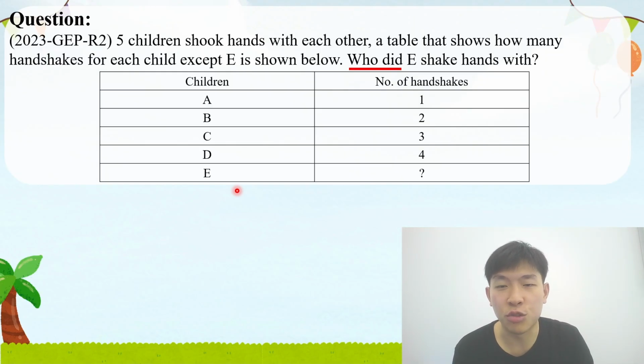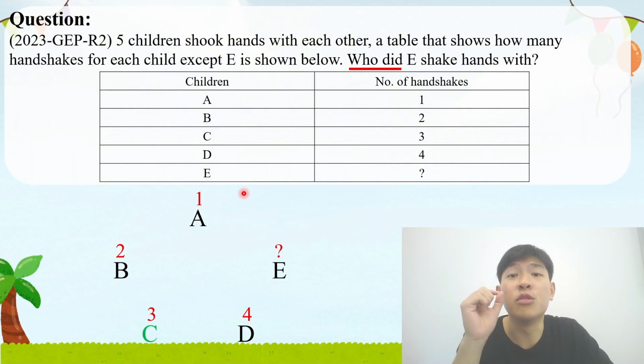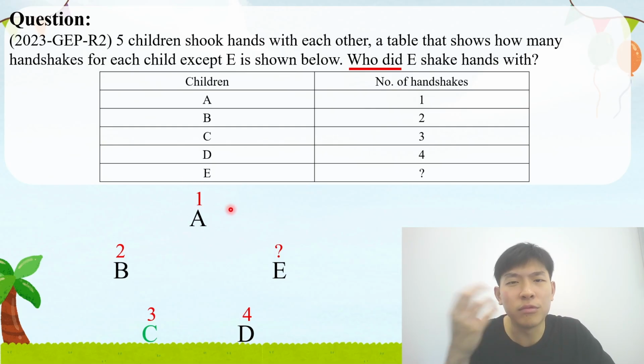So first thing, let's draw them out and let's label them. Perfect. So now, let's try to start connecting lines. Now, where do we start? Can we start with A? A shakes hands 1 time. Do we know who it is? B, C, D, E. Don't know.